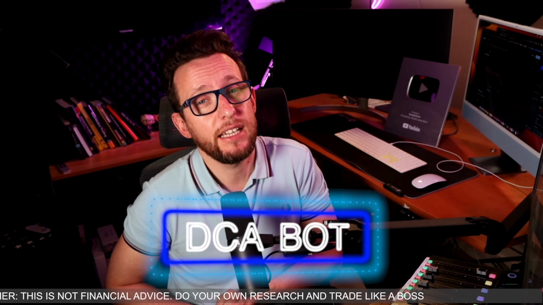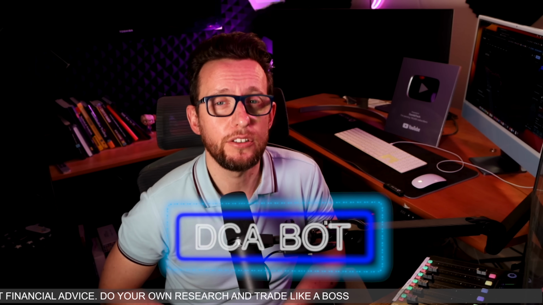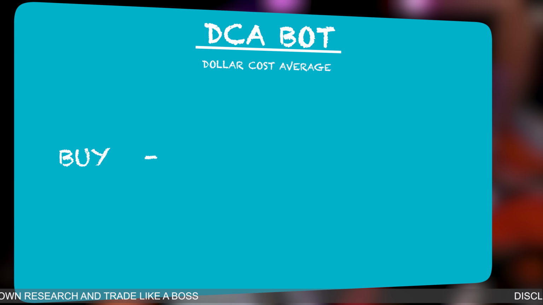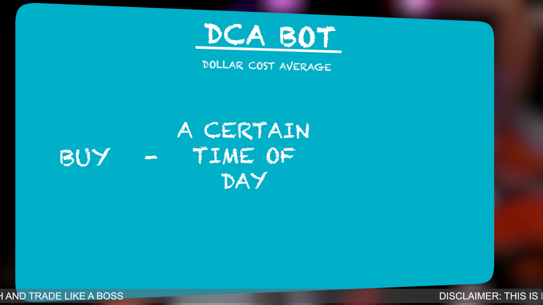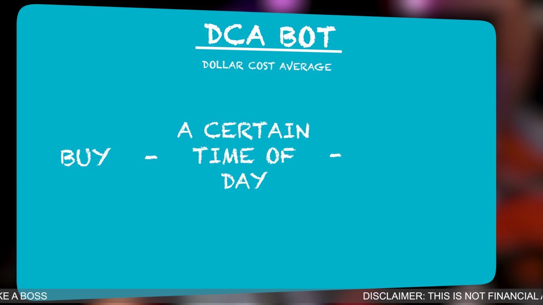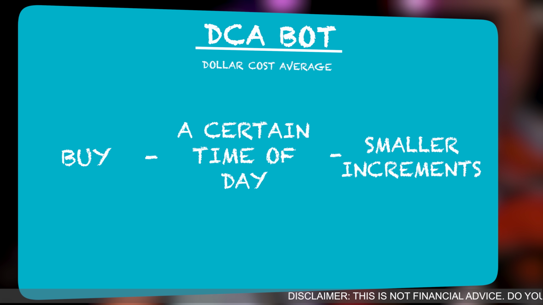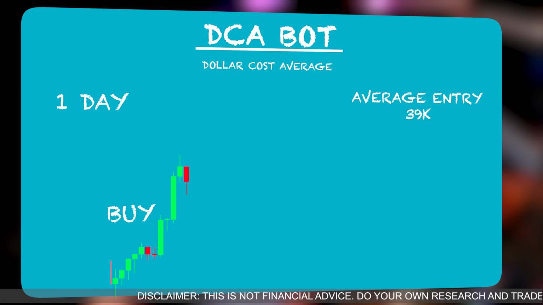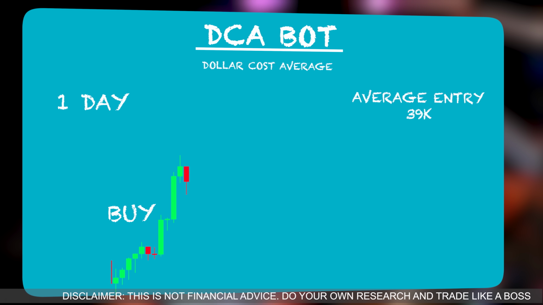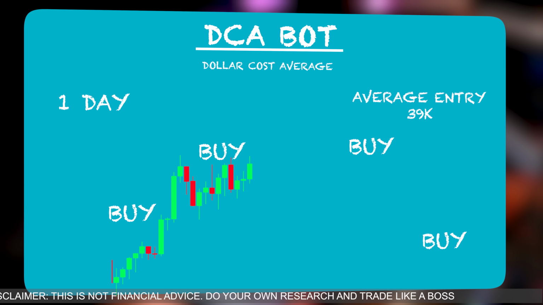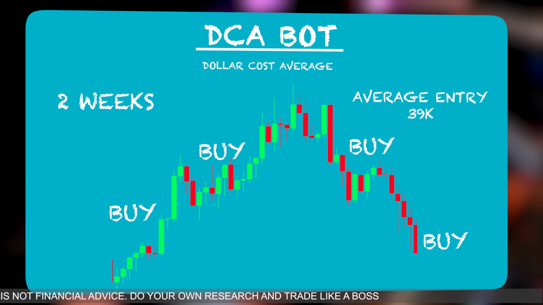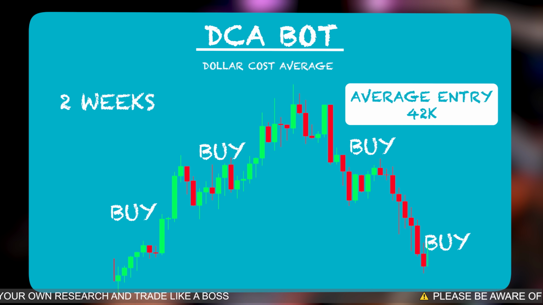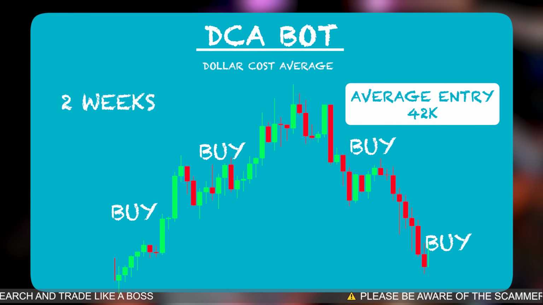So what does DCA actually stand for, and what does the bot actually do? DCA stands for dollar cost average. It allows you to buy Bitcoin at a certain time of day, a certain hour or increment during the day, in smaller increments so that you're not buying it all in one go. If you buy Bitcoin at $39,000 in one single go, your average entry will be $39,000. Now imagine that you're buying it over a week or over 2 weeks, and price either dips or goes up. Your average price will probably be laddered in, and you'll probably get a better average.